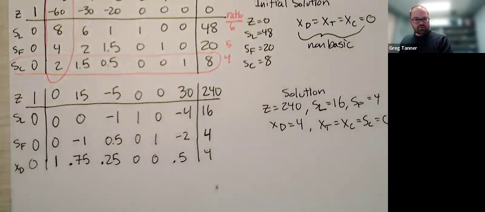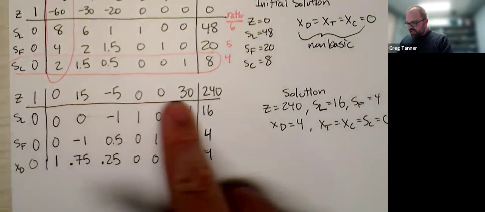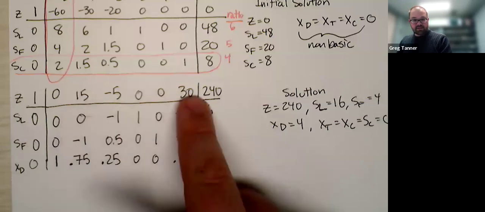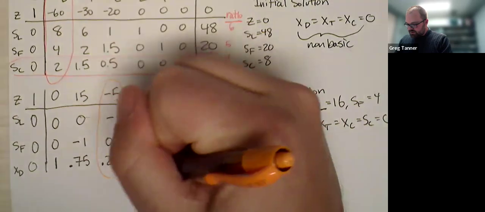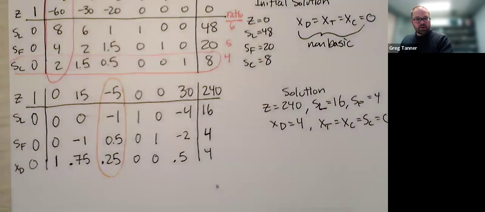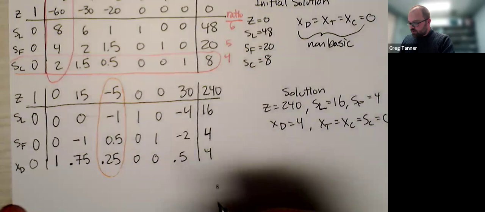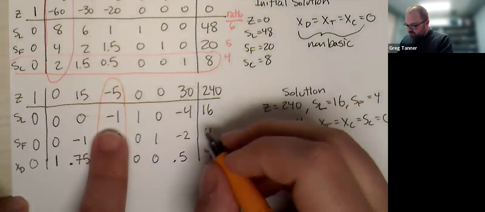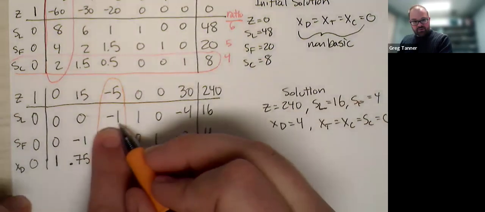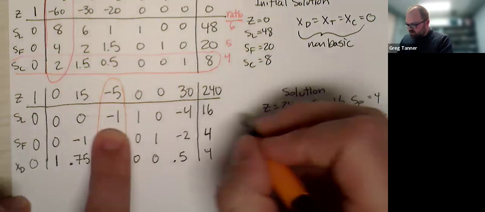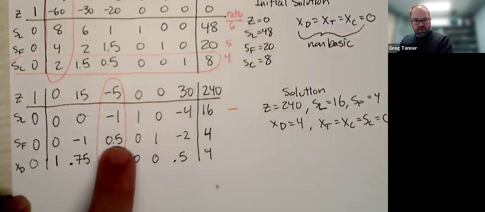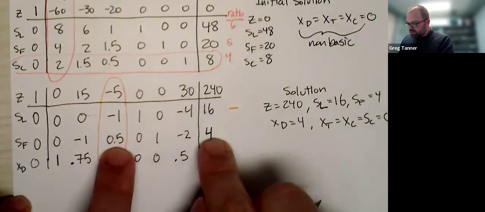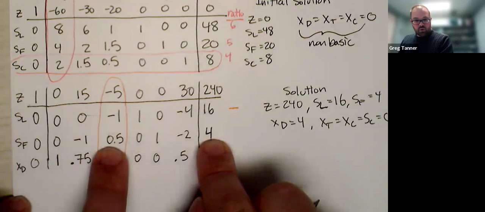Now let's think about what we're going to do next. Is it optimal? Well, we scan this row. We'll notice we got a lot of positive numbers now, but we still have one negative. And so we're going to circle this column here. And then we will do our ratio test. And so here we got a negative in this row, so 16 and negative. Just ignore anytime you have a negative in the pivot column. Don't even bother.